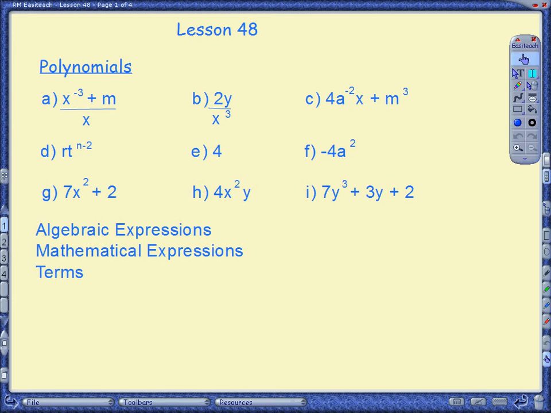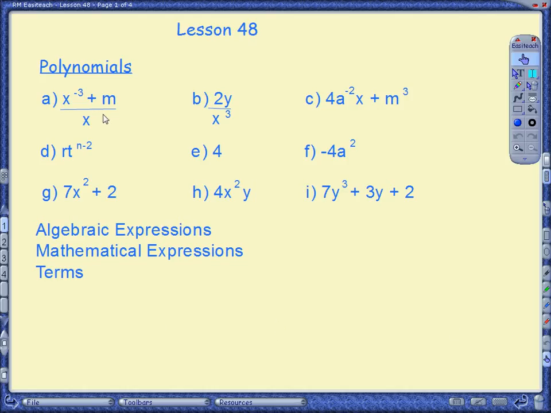Lesson 48 is about polynomials. Polynomials are algebraic and mathematical expressions consisting of terms connected by plus signs and minus signs. Polynomials only have whole number exponents. They do not have fractional exponents, and they do not have negative exponents.